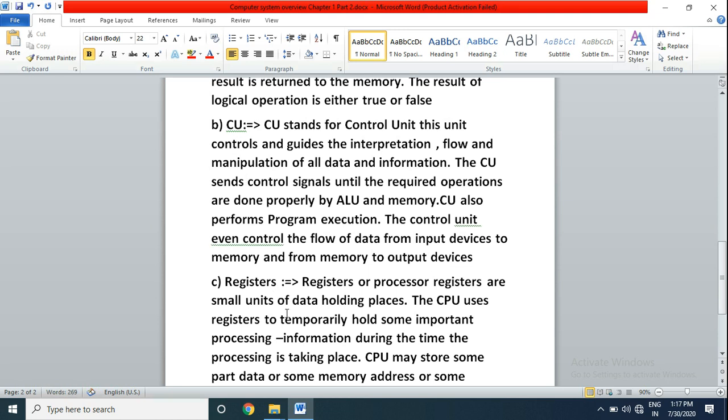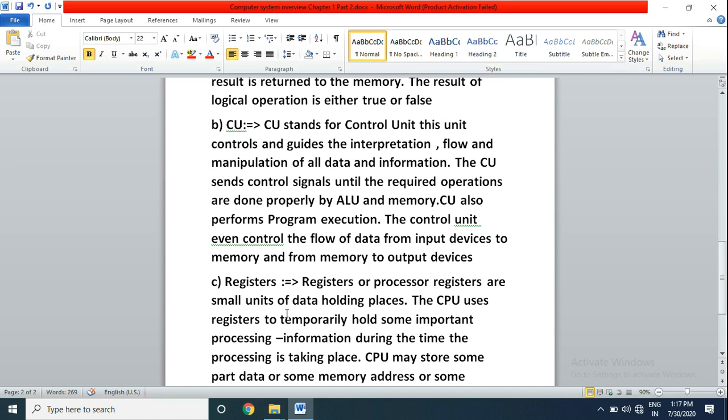And last is registers. Registers, or processor registers, are small units of data holding place. The smallest part of the memory in the CPU is known as registers. The CPU uses registers to temporarily hold some important processing information while the processing is taking place. So whenever we are processing some data or some information, that temporary information is held in the register.